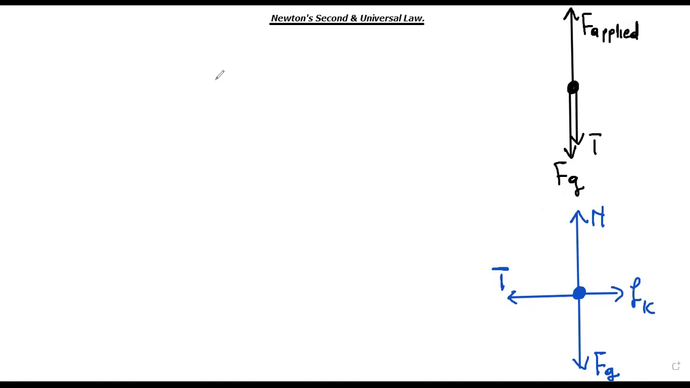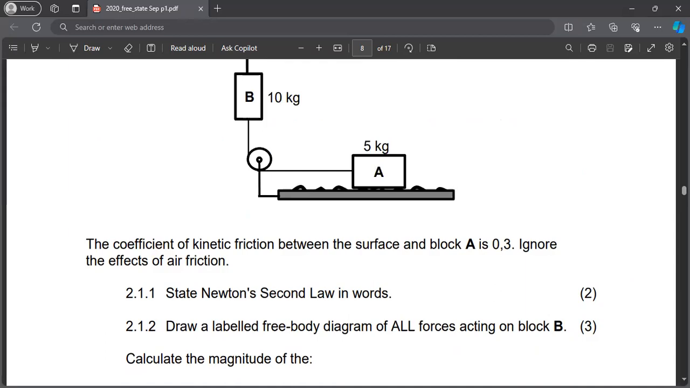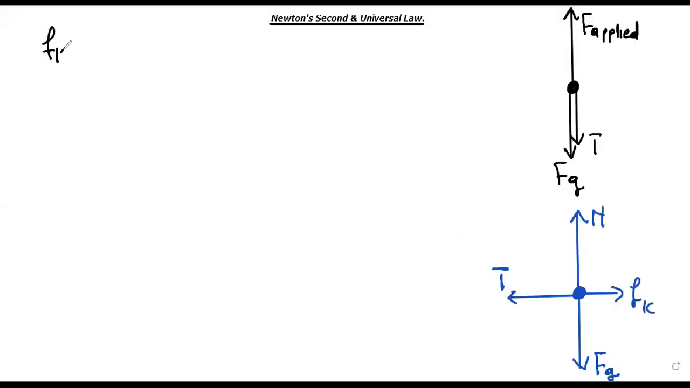So what does the third one say? Now here we need to calculate the magnitude of the frictional force that is acting on block A. So remember they told us the coefficient of kinetic friction is 0.3. So here you'll simply tell us that the kinetic frictional force is equal to the coefficient of kinetic friction multiplied by the normal force. The coefficient is 0.3. What about the normal force? We said the normal force is equal in magnitude to the gravitational force.